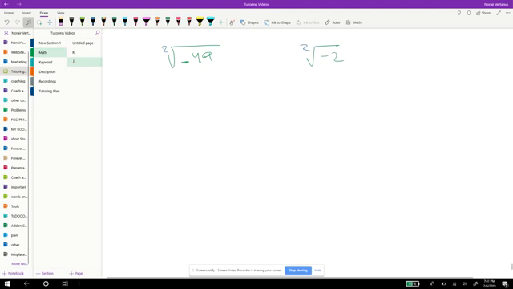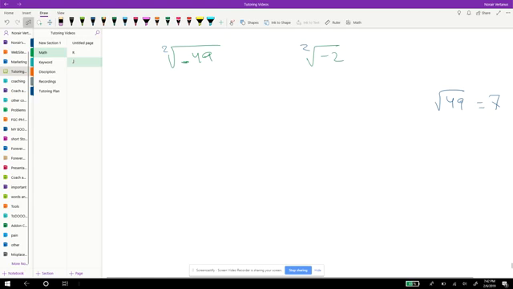Just a little bit of review: if this was like square root of 49, and they ask what that is, it means what number multiplied by itself is 49. It's one number, and it's clearly 7, right? That's equal to 7. 7 times 7 is 49.